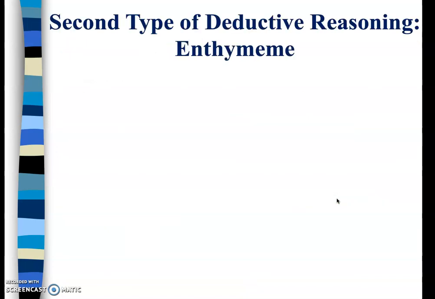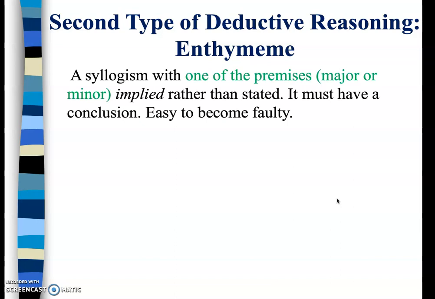All right, and here is the second type of deductive reasoning. I got to go a little faster here. Something called an enthymeme. It's the exact same thing as a syllogism, but basically one of the premises, either the general observation or the specific example, is implied. It kind of skips over it because they're assuming that you can figure out those steps on your own. Okay, but it has to have a conclusion. It doesn't work if it doesn't.